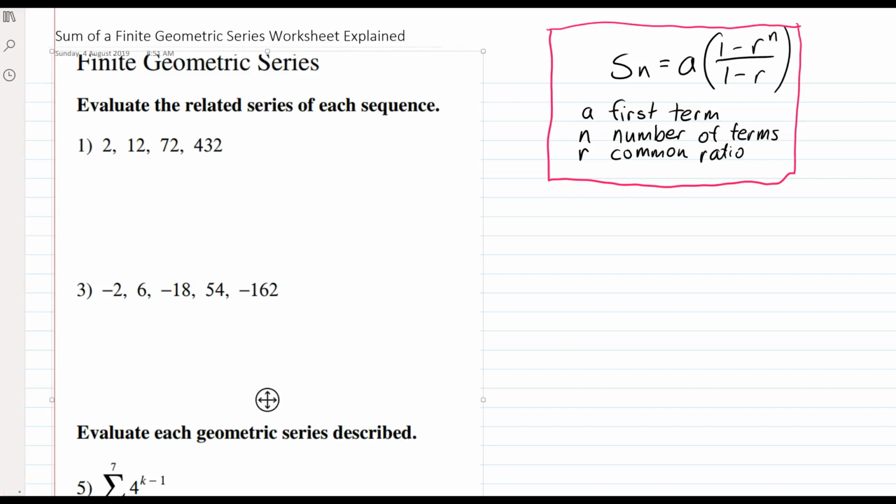Hi guys, in this video I'm going to take you through finding the sum of a geometric series, and we're just going to use the formula Sn equals a outside of 1 minus r to the n over 1 minus r, where a is your first term, n is the number of terms you've got, and r is your common ratio.